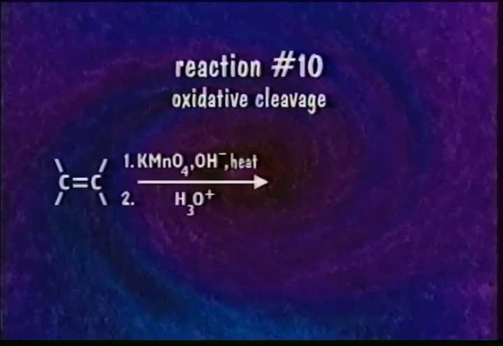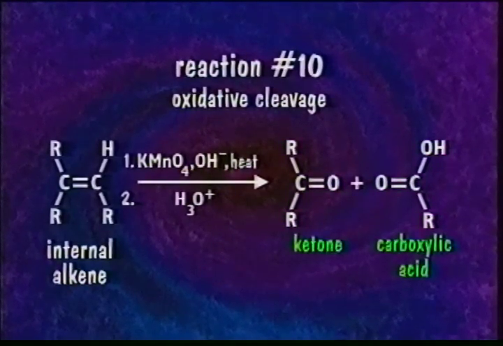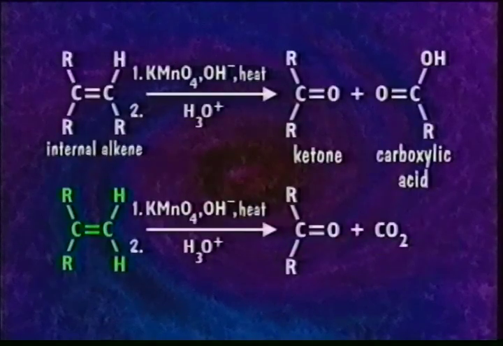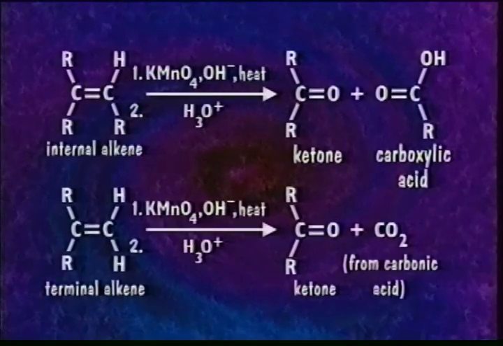The second type of oxidative cleavage reaction involves an alkene and hot potassium permanganate. When an internal alkene is treated with hot potassium permanganate, the two products are a ketone and carboxylic acid. If the reactant alkene has a terminal double bond, however, the two products of oxidative cleavage with hot potassium permanganate are a ketone and carbon dioxide from carbonic acid.